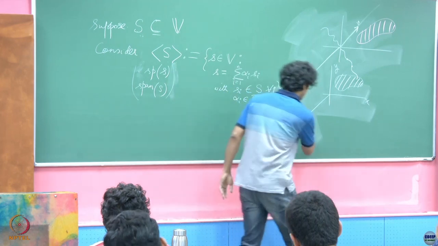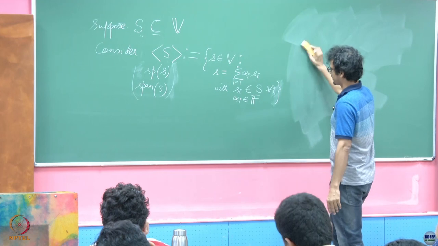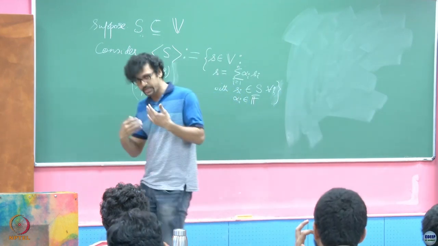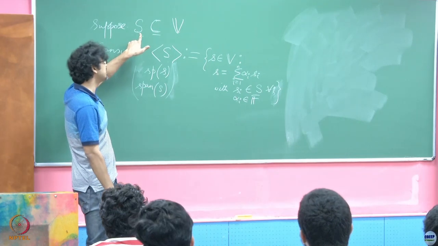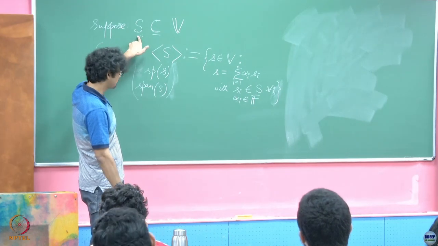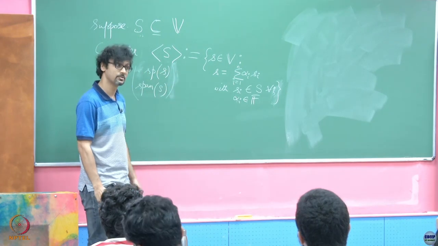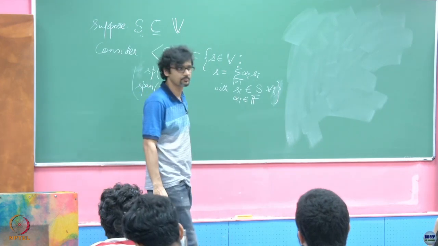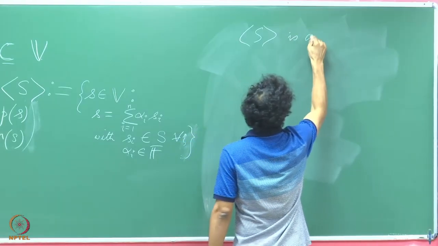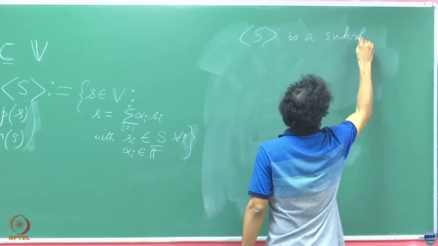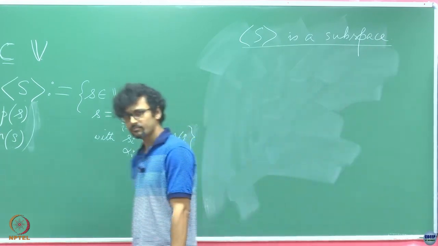Okay, so having understood what this object called a span of a set is, crucial thing, I reiterate again, remember, this is not required to be a subspace. Given any set, you can always define a span of that set. And that span then becomes a subspace. That is something we have to prove now. Okay? So the claim is that this is a subspace. Of course, geometrically with those examples you've already seen, right?